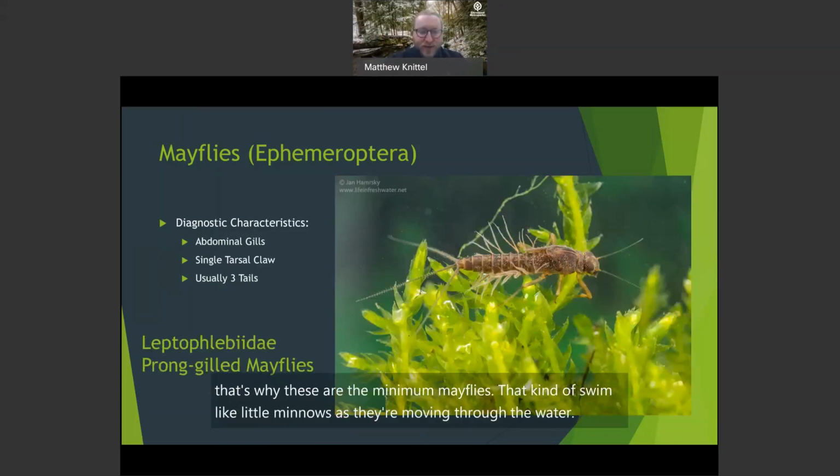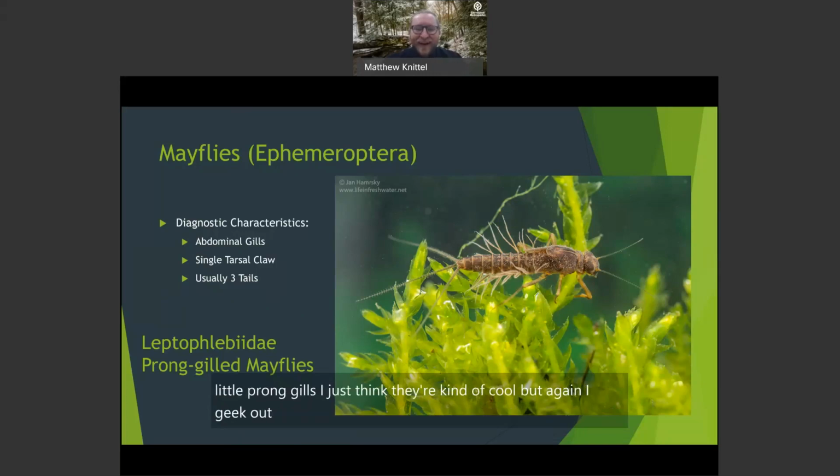The prong-gilled mayflies, or Leptophlebidae, these guys I've just always enjoyed because their gills do look so much different than others. So, you know, we've got one single gill right there, those little prong gills. I just think they're kind of cool. But again, I geek out about this stuff, so that's all right.